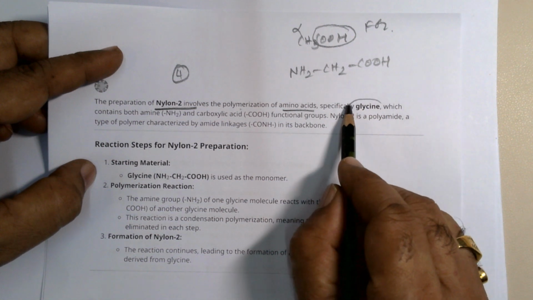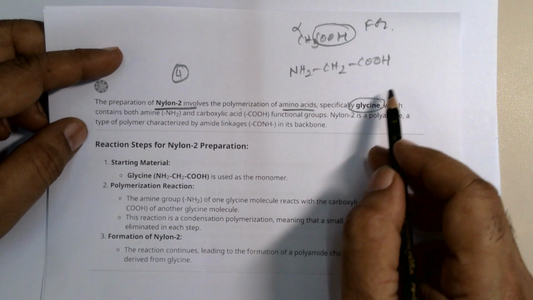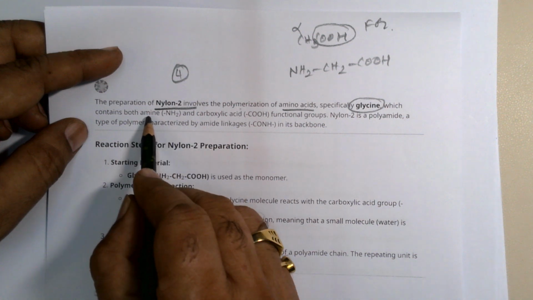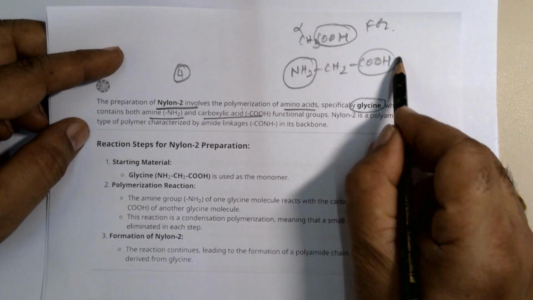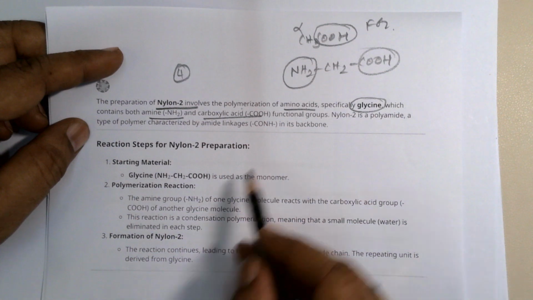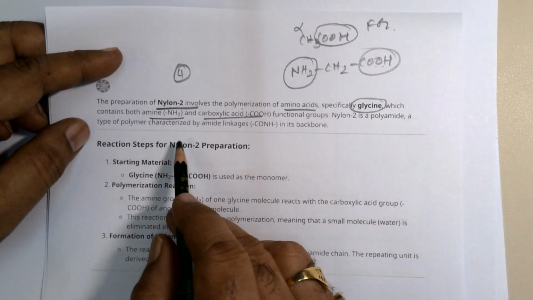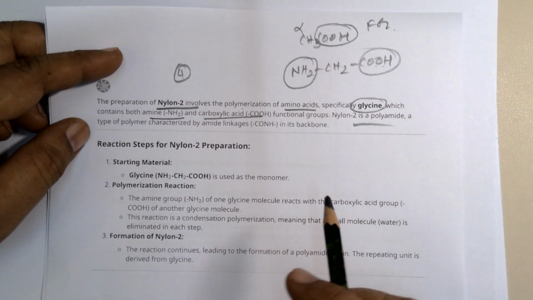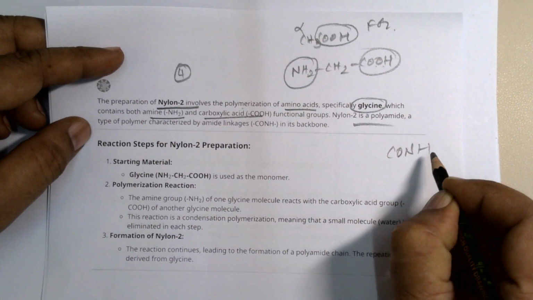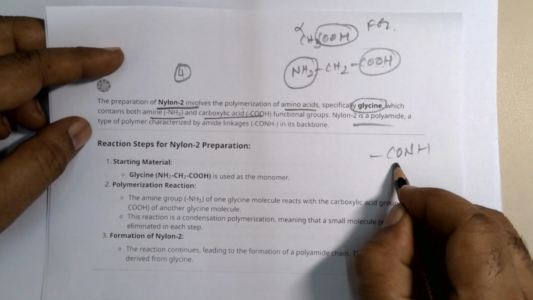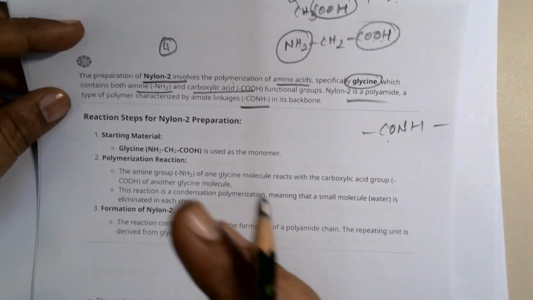especially glycine, which contains both an amino group and a carboxylic acid group. Are you able to follow? So you have 2 functional groups here. Using this, we are able to get nylon 2, and this is a polyamide. Amide means you get the CONH link. So the amide link acts as the backbone.